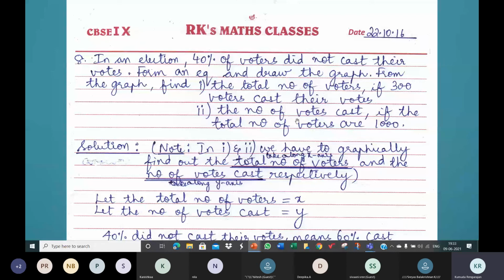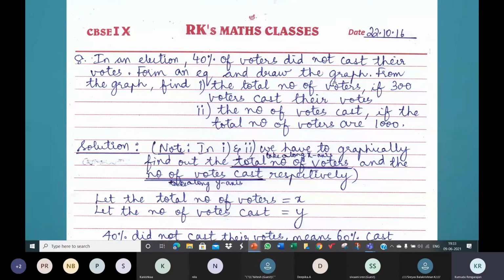You need to find the total number of voters if 300 voters cast their votes. So here something is given about voters who cast their votes, and given that is 300, we have to find the total number of voters. And in the next one, given the total number of voters, we have to find how many cast their votes.